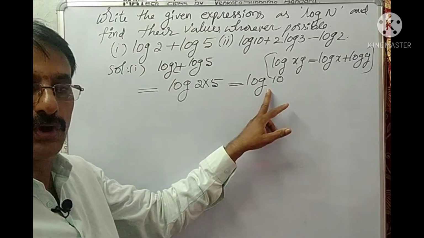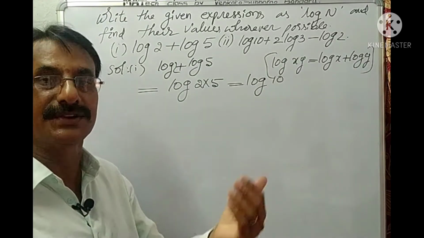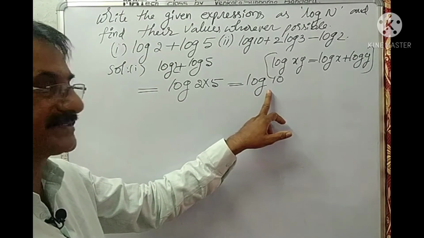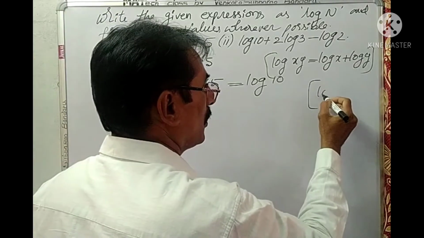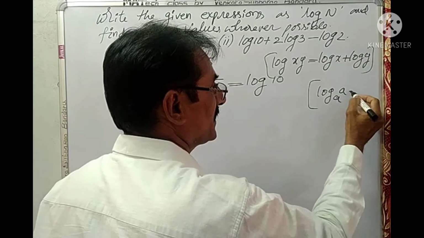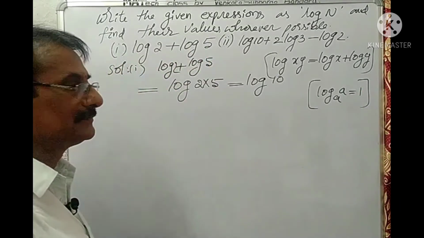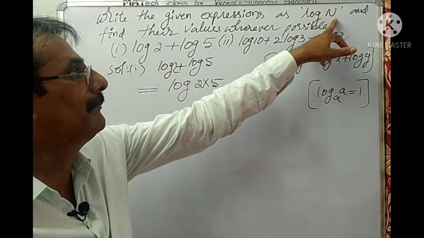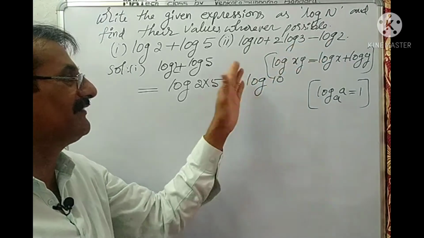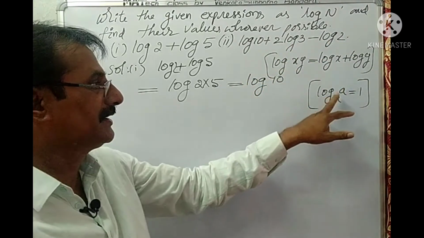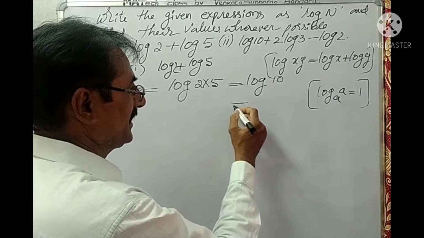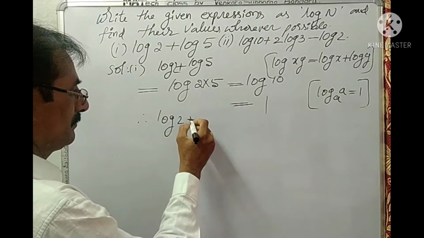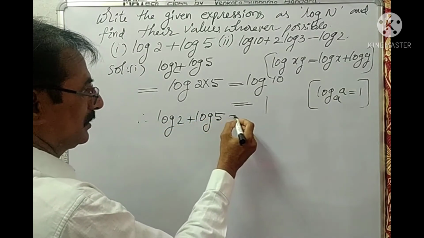Here, are there any base? No. If the base is not given, let's take 10 as the base. It's a common logarithm, so we can take 10 as a base. Already we know log a base a equals 1. Now this given expression has changed into a single logarithm, log n form. It is possible to find the value of this one because log a base a equals 1. So we can write this as 1. Finally, log 2 plus log 5 equals 1.